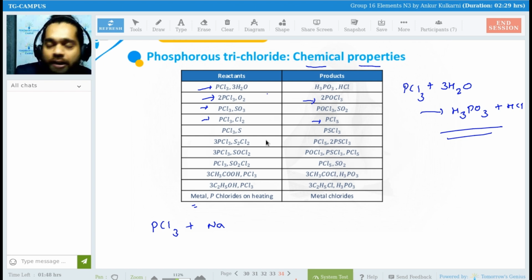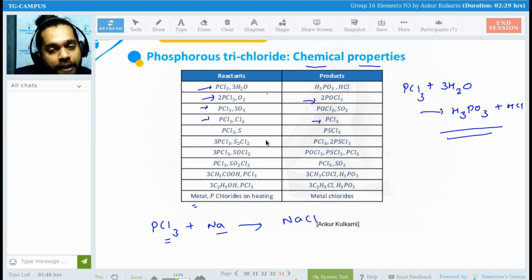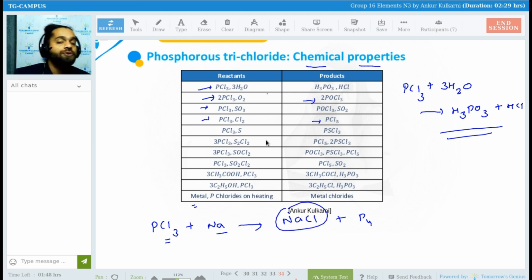I have told you, all the alkali metals, alkaline earth metals, and you have halides. So always and always, your metals and halides are going to come together. For example, over here you will get NaCl and you will get phosphorus. Are you getting it? Yes, sir. So metal chlorides you get as a major product over here. That is what is written over there.